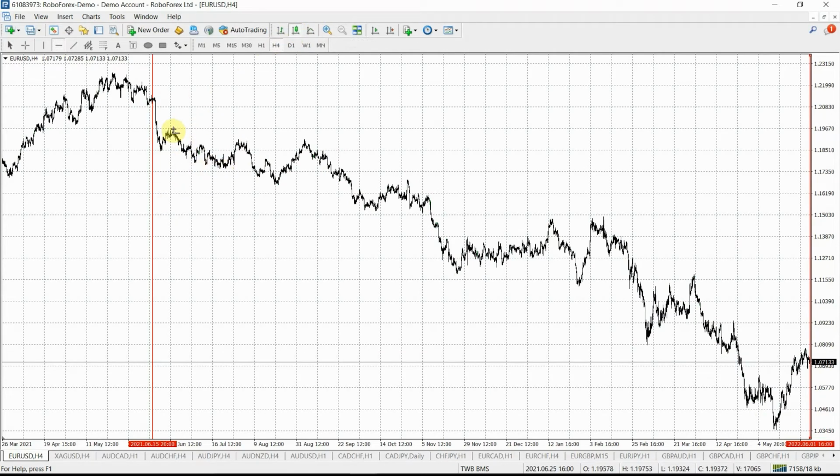What we do is that we're going to try to join the most highs and the most lows. You can see that we have a lot of lows here, so I'm going to put a horizontal line there, and on the other hand you can see we have a lot of highs here, so I'm going to put one here.